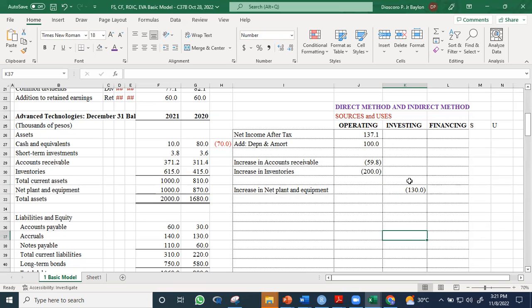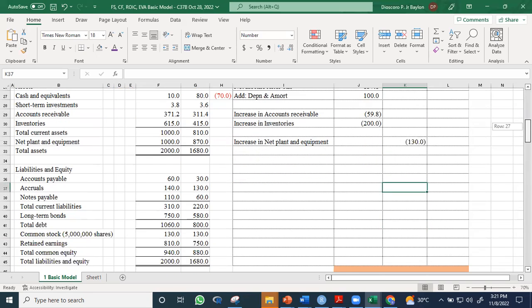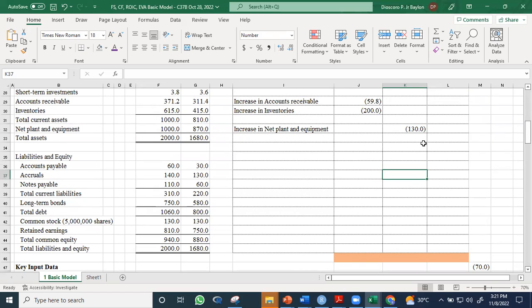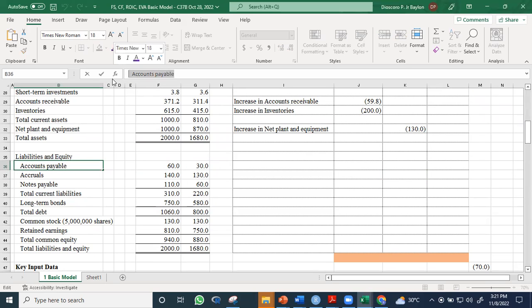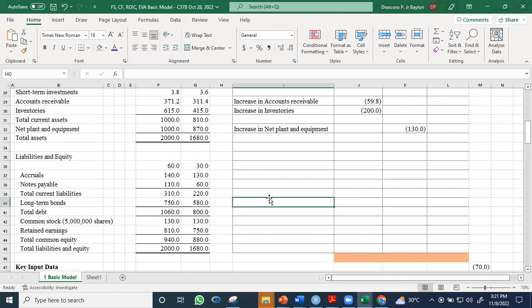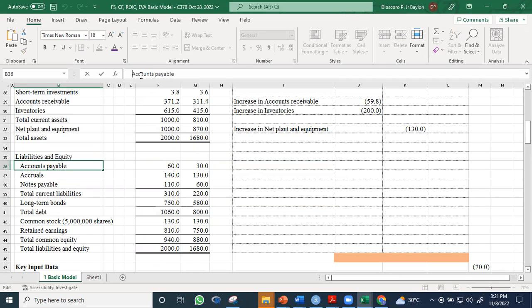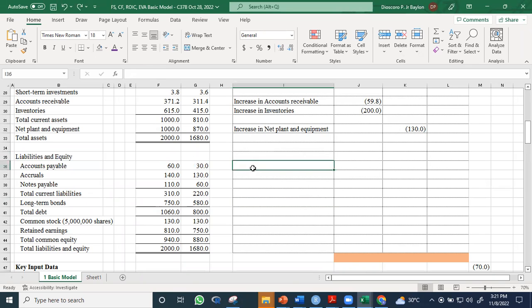So we're okay so far, no? All right. Then yung total assets. Then let's now go to liabilities and equity. So first you have your accounts payable. Let me copy this. Control C. Lagay natin dito. Control V. And then there was an increase. Nag-increase siya. Increase in accounts payable. From 30, naging 60 siya.